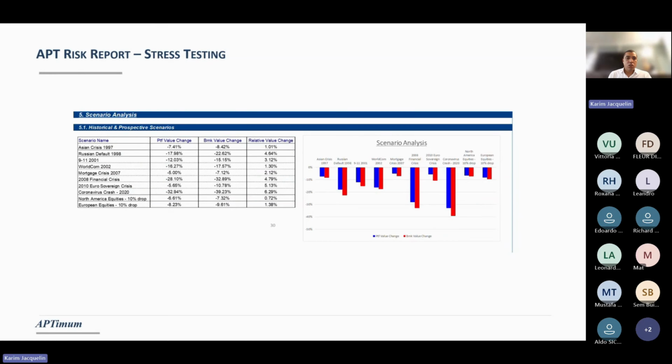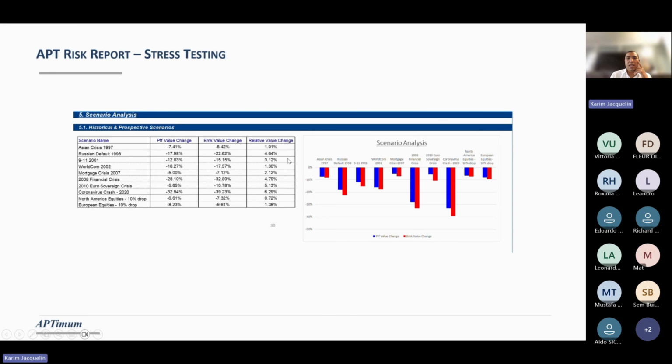The last section is the scenario analysis, stress testing. So we apply some historical scenarios to the portfolio and the benchmark, and we compute the expected performance of your portfolio and the benchmark if there is a replay of those different scenarios. So you have the great financial crisis in 2008, which is one of the most damaging scenarios. You also have the coronavirus crash, 2020, and it can help you to understand how your portfolio would behave in case of those scenarios, and what would be the relative performance between your portfolio and the benchmark.